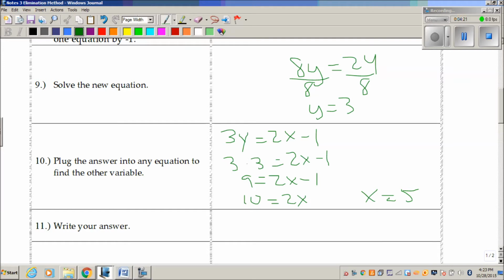Okay, so now I can just write my answer. I can either write it like this, x equals 5, y equals 3, or you can write it in the form of a coordinate, (5, 3), with the parentheses. Either way is acceptable.